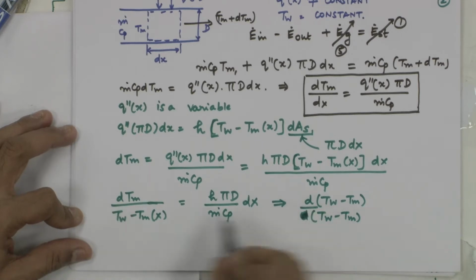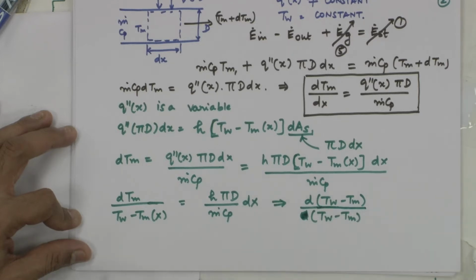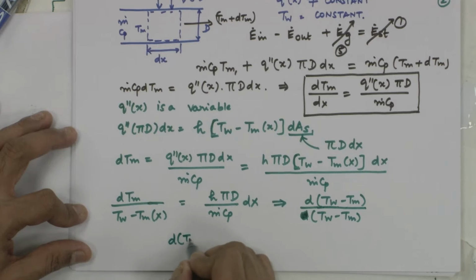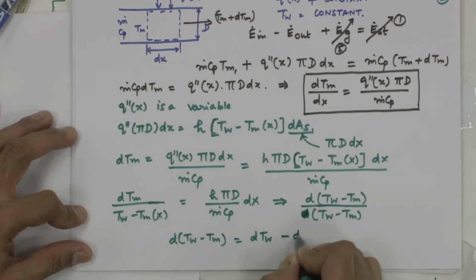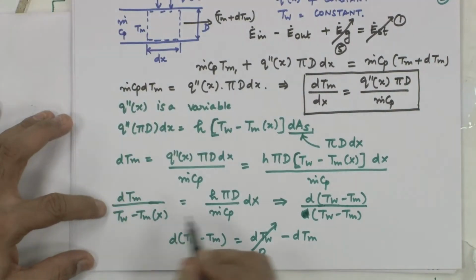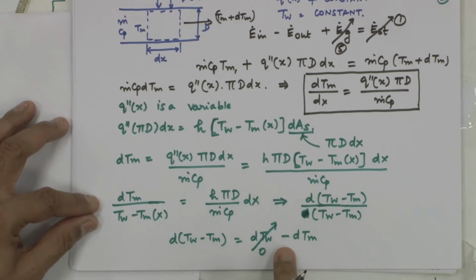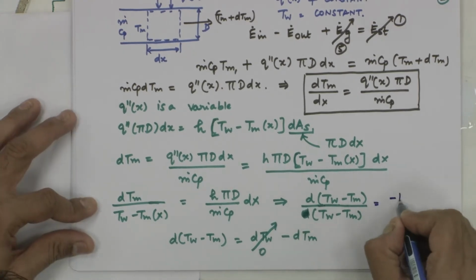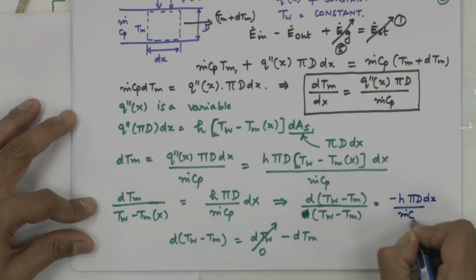dTm is nothing but the derivative of T wall minus Tm. What is the derivative of T wall minus Tm? T wall is a constant, remember, so d(Tw minus Tm) is equal to dTw minus dTm. What is the derivative of T wall? 0, because it is a constant. So, we have written the numerator of the left hand side just by a simple manipulation this way. There needs to be a minus sign which we are going to absorb in the right hand side, h pi d dx by m dot Cp.